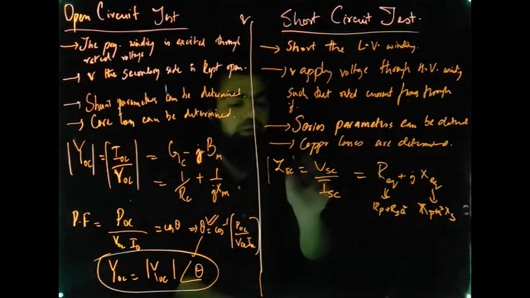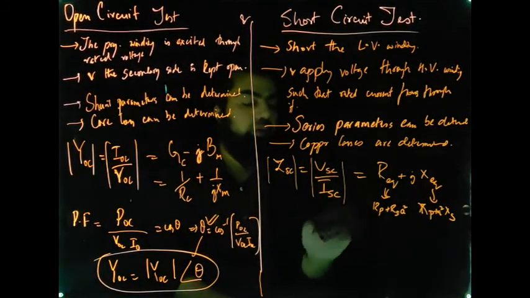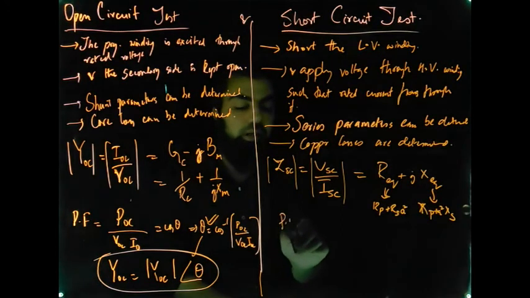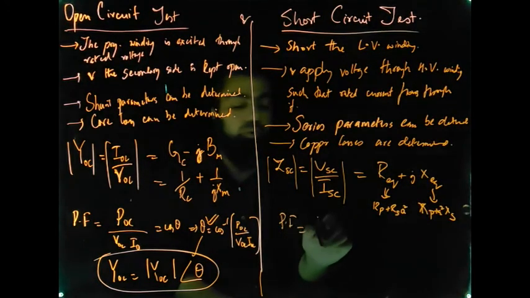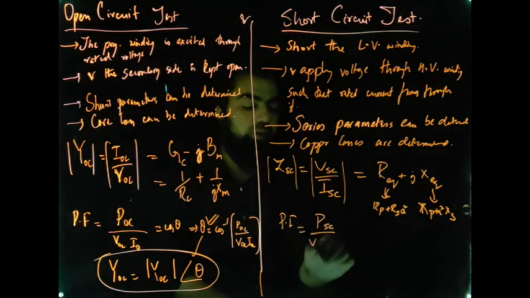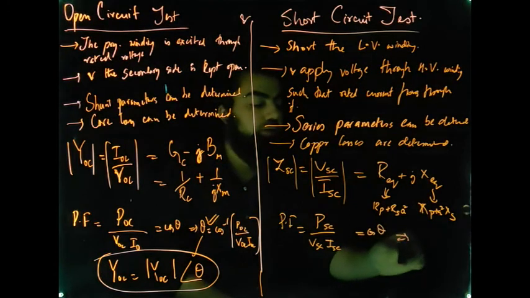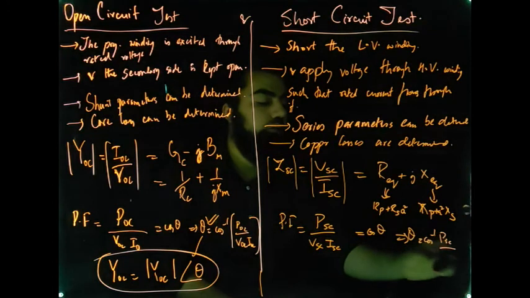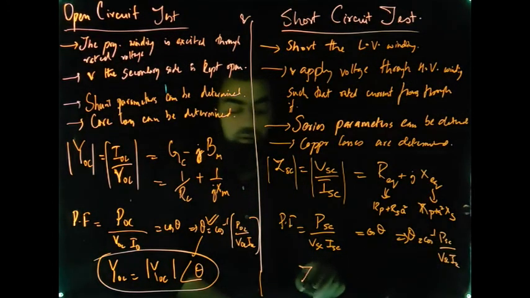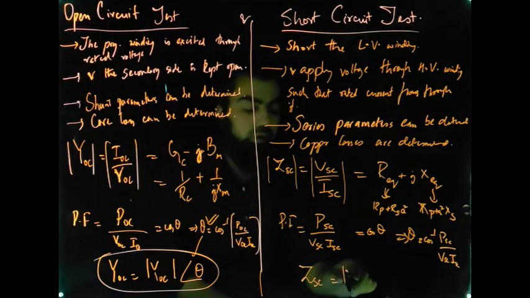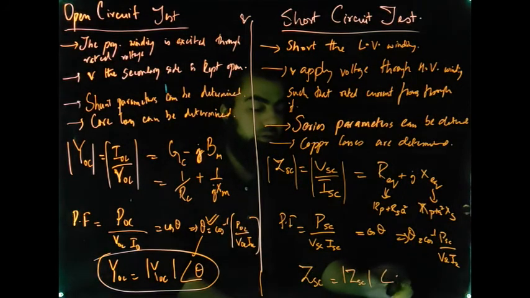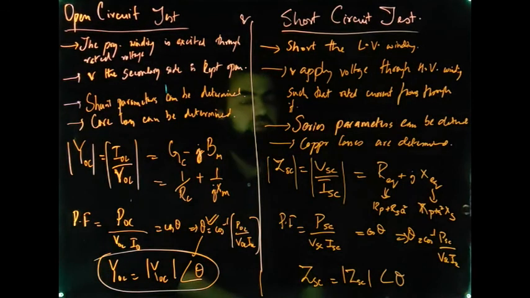This will actually be the magnitude of Zsc. To determine theta, the power factor will be equal to Psc divided by Vsc times Isc, which is equal to cos theta. That implies theta is equal to cos inverse of Psc divided by Vsc times Isc. So Zsc will be equal to Zsc angle theta, which we can determine from here.